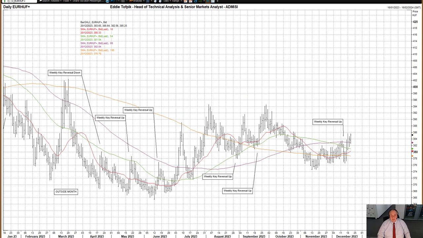We also had a weekly key reversal up in Euro-Hungarian forint last week, and here also a move higher this week, though at a more seemingly leisurely pace.